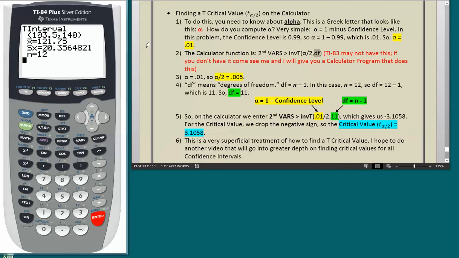We know that alpha is 0.01. We found that up here. So alpha divided by 2 is simply 0.01 divided by 2, which is 0.005. Again, df means degrees of freedom. That's n minus 1. In this case, n was 12. So the degrees of freedom is 12 minus 1, which is 11. So our degrees of freedom equals 11.